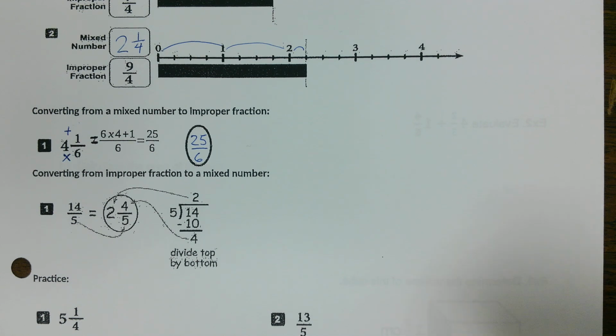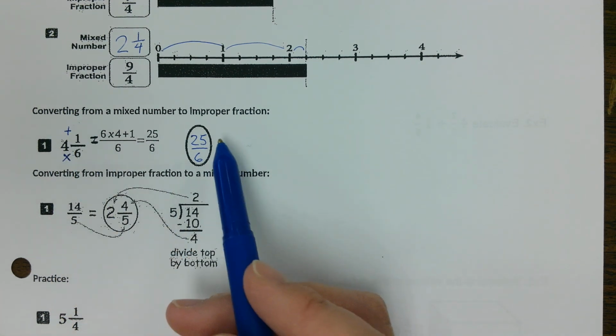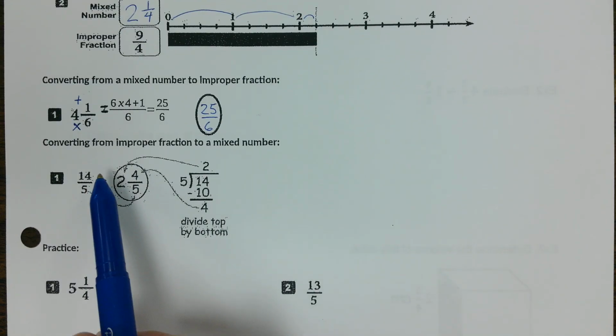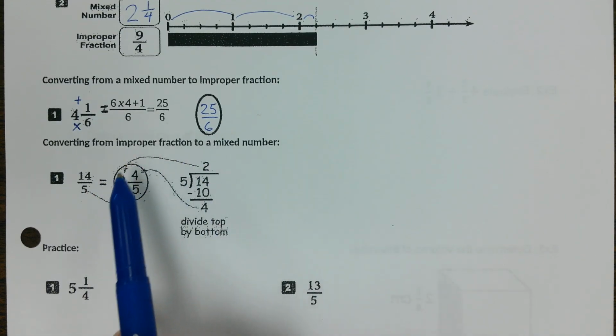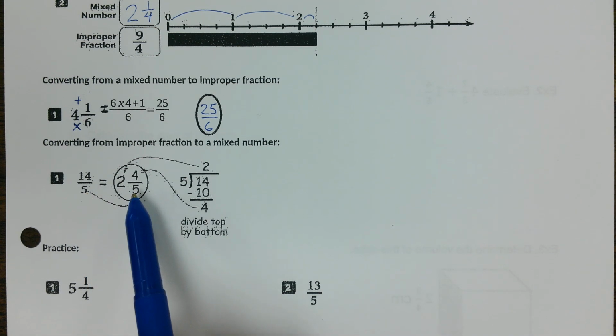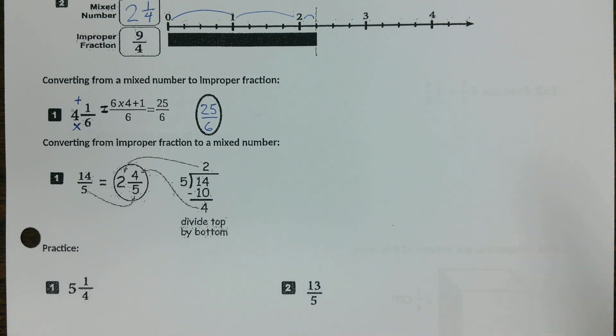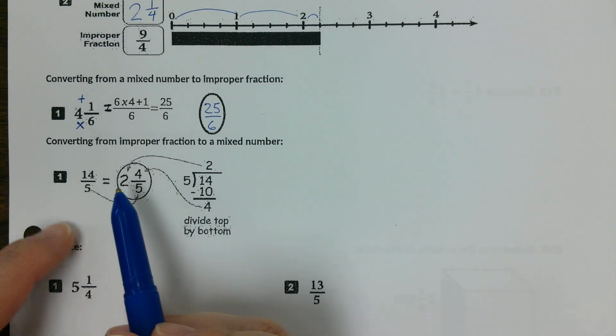Right? Because 6 times 4 and then plus 1, you get that. Okay, similarly, to go from improper fraction to a mixed number, we have to do long division. Who remembers long division from like grade 6? Good. Okay, if you remember it, good job. If you don't, we'll refresh your memory right now.